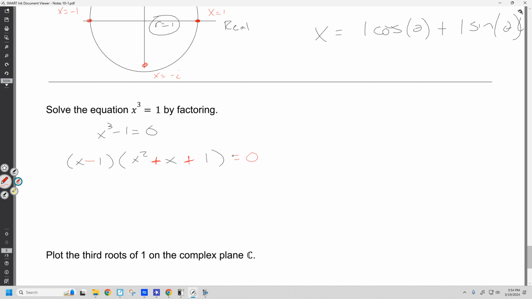Who was the only one who was able to factor that? Nobody else, the entire class. Now, many of you were correct in one of your solutions, x equals 1. But we will be getting 2 solutions from this.